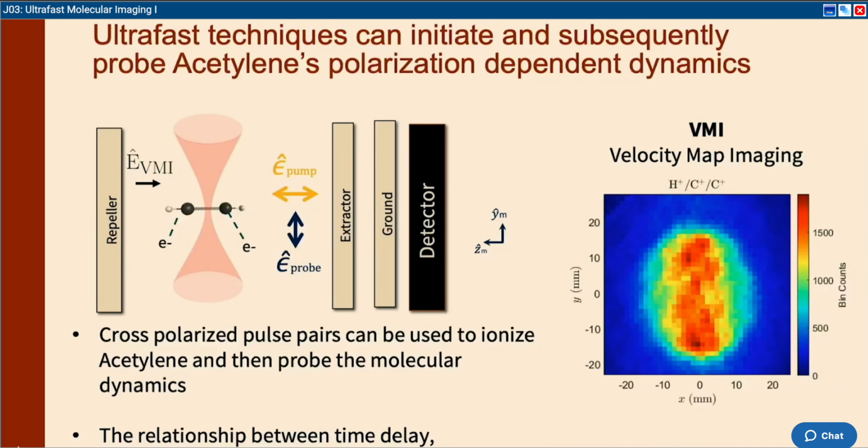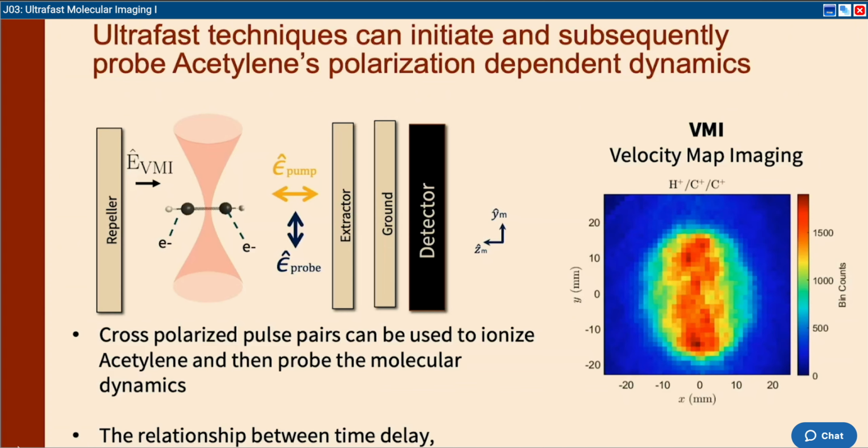Our study aims to understand the relationship between polarization and how this can affect enhanced ionization in acetylene. So we use ultrafast techniques to initiate and subsequently probe acetylene's polarization-dependent dynamics. Specifically, we use a pair of cross-polarized pulses with varying time delay. The first pulse will do an initial ionization of acetylene, and this will initiate some molecular dynamics. After some varying time delay, we further ionize acetylene, and that causes it to dissociate.